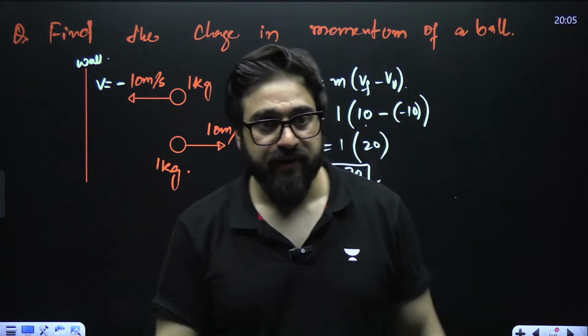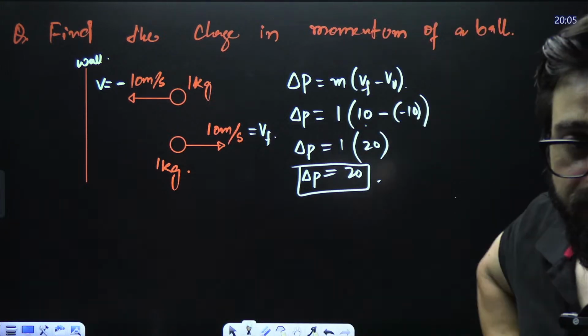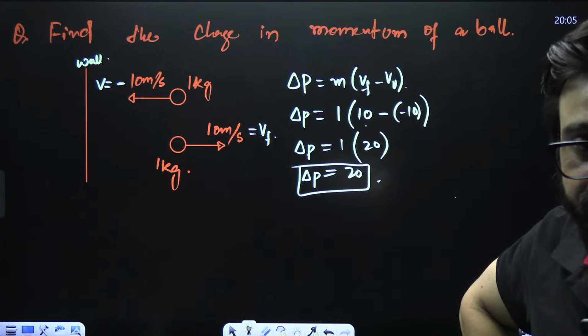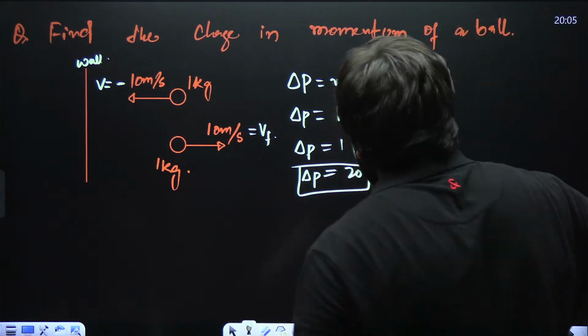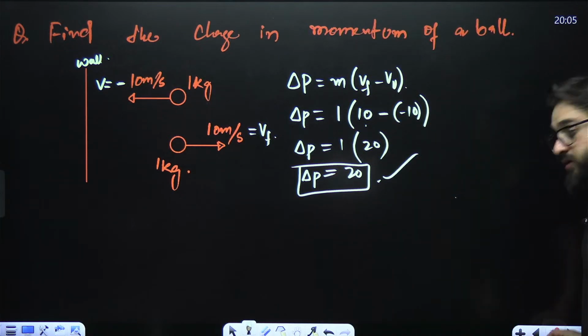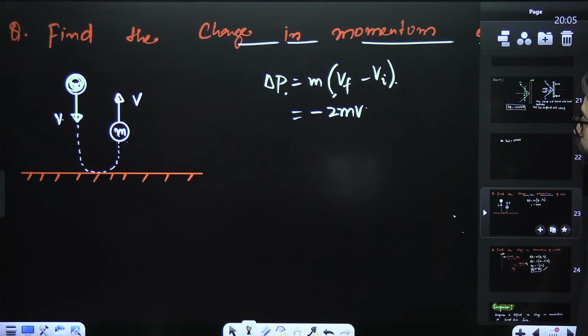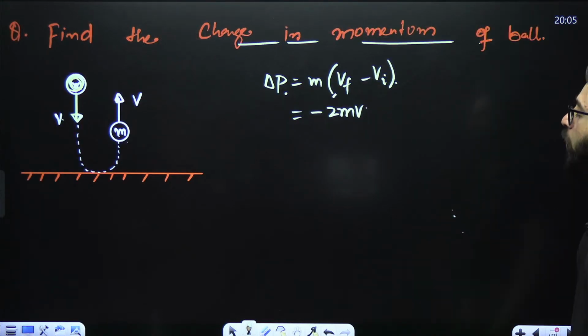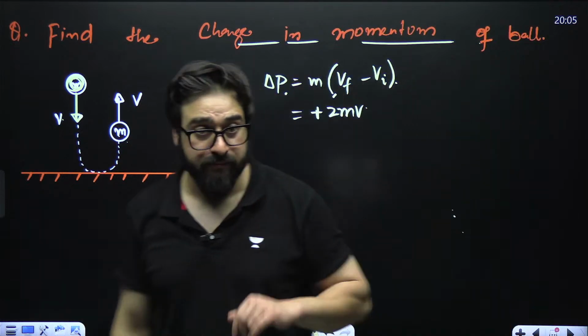Is this clear? Please tell me in the chats, everybody out there. Okay. This is plus 20. How negative in the previous one? Oh, sorry. It is positive. My bad.